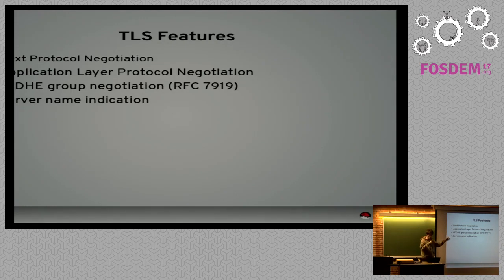We also support the draft Next Protocol Negotiation and the actually standardized Application-Layer Protocol Negotiation. This is necessary for HTTP/2 negotiation. Finite field Diffie-Hellman group negotiation is actually part of the support for TLS 1.3. TLS 1.3 will depend on this functionality. And also the server name indication, as I showed before.